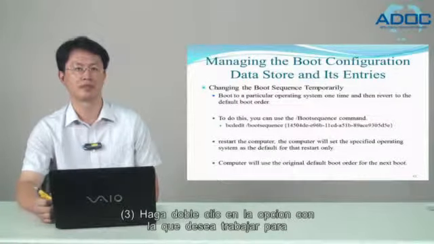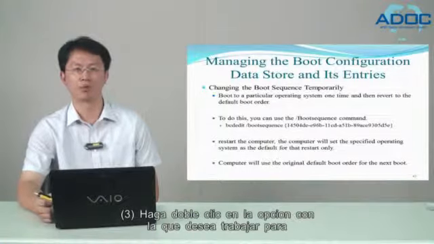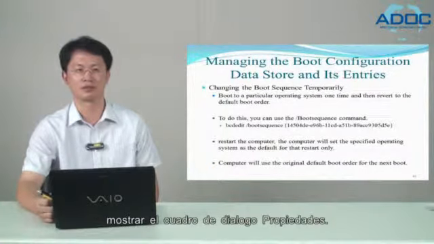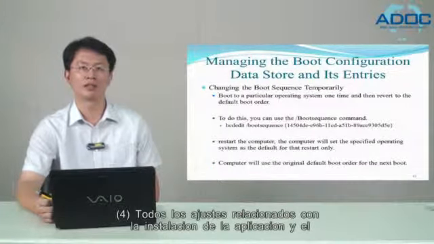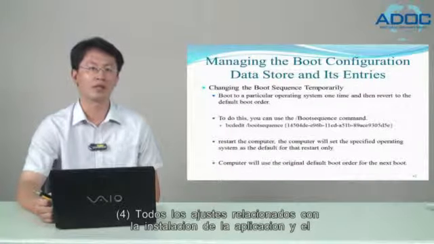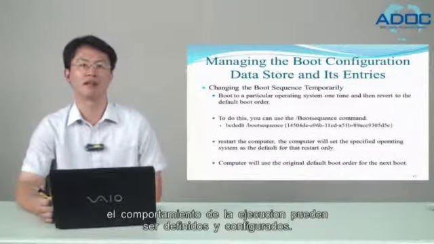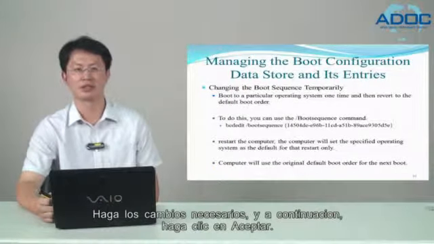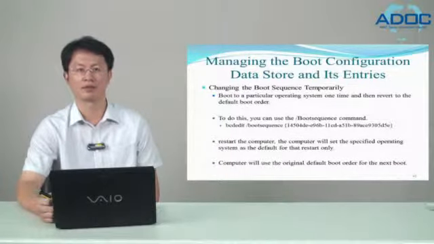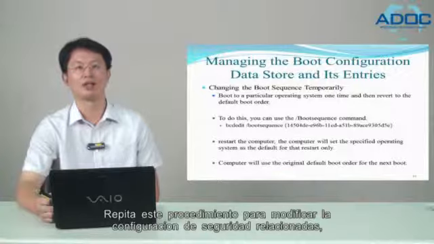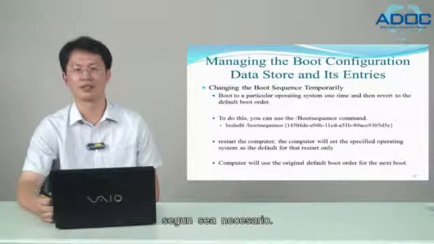Third, double-click the setting you want to work with to display its Properties dialog box. Fourth, all settings related to application installation and run behavior can be defined and then configured. Make any necessary changes and then click OK. Repeat this procedure to modify the related security settings as necessary.